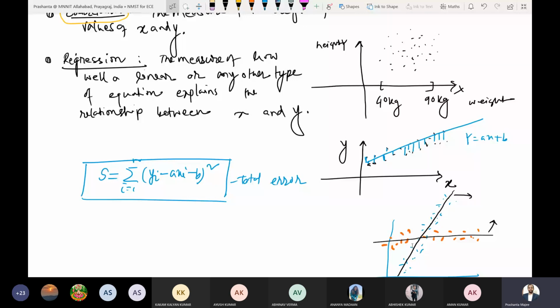It will depend along which axis you are calculating the error. Are you measuring the vertical distance or the horizontal distance? You are assuming the x value is correct or you are assuming the y value is correct. Is it okay?